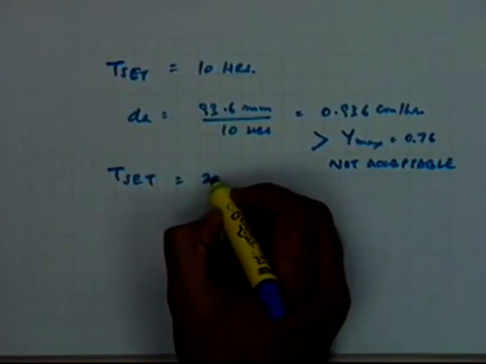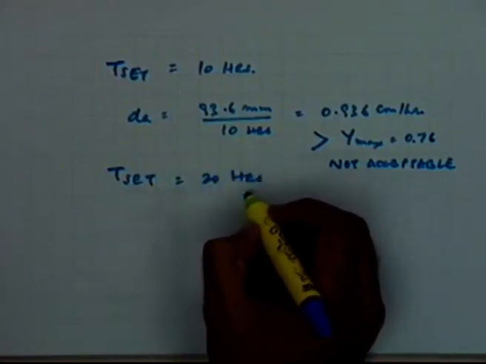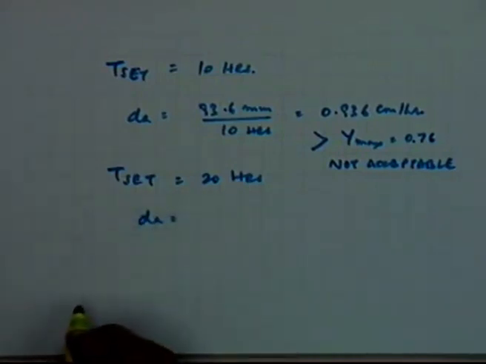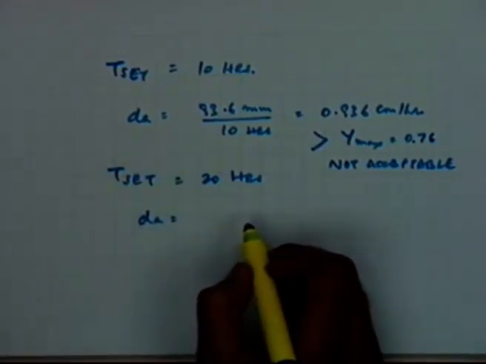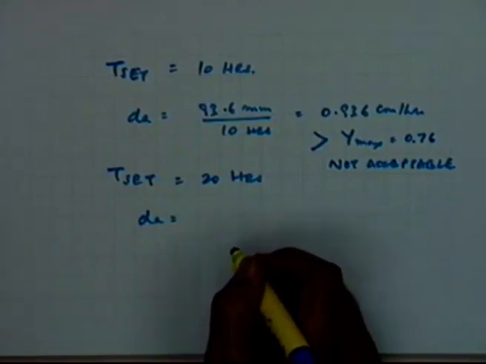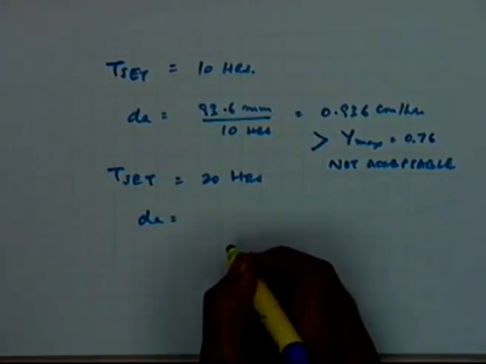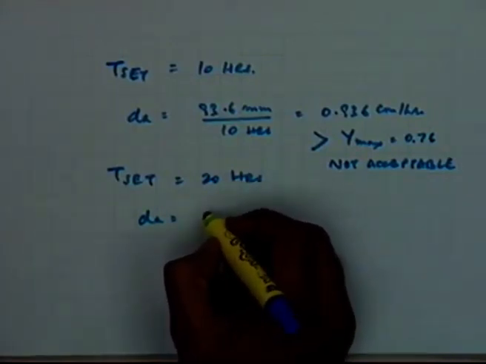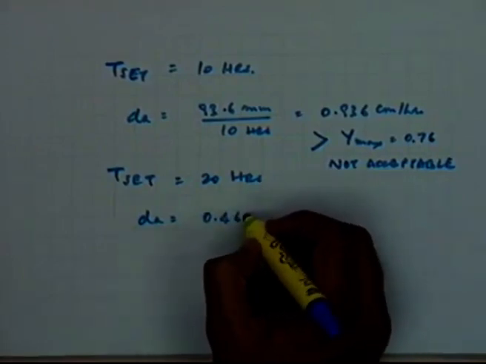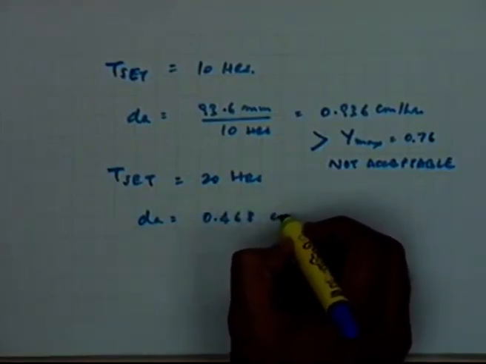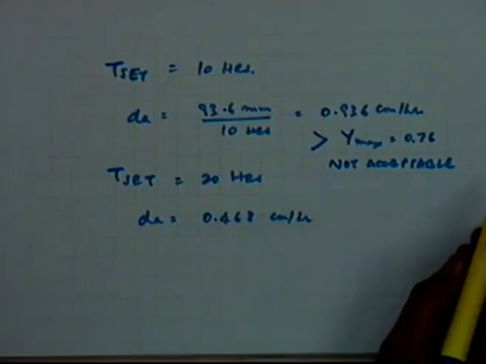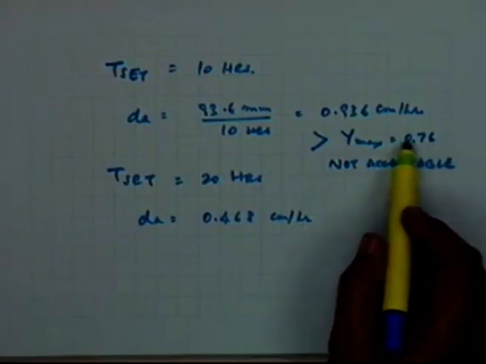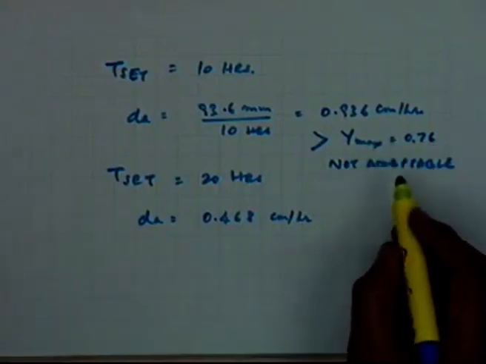So you will have to choose T set as 20 hours, which will provide the depth of application or the rate of application on soil of 0.468 centimeters per hour, which is much lesser than 0.76 centimeters per hour, which is the maximum limit. So it is acceptable.